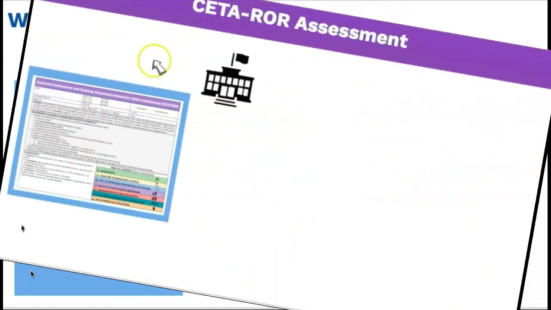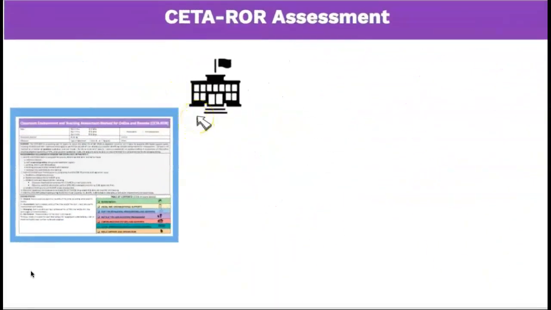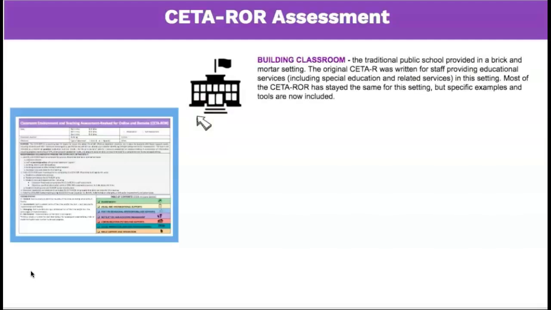The first thing that I would like to describe in more detail is that we divided the CETA-ROR into 3 sections according to setting. The first is the building classroom. The original CETA-R was written for a building classroom. It's the traditional public school provided in a brick-and-mortar setting. Most of the CETA-ROR has stayed the same for this setting, but specific examples and tools are now included.